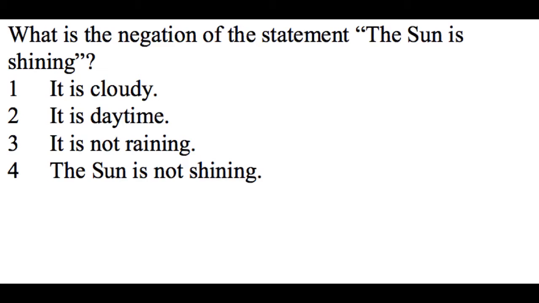Hello class, so let us look at some logic questions here. What is the negation of the statement sun is shining? Whenever we use the word negation, the way you can get the answer is by using the word not. So sun is shining, so what we are looking for, the negation of that, is sun is not shining, which is choice 4.